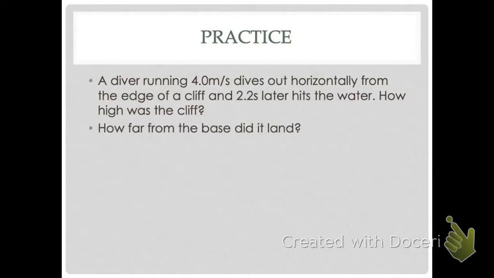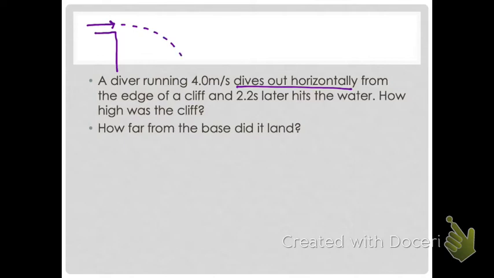Okay, so again, I'm going to encourage you to draw just a simple diagram with this motion. Here's my cliff. My diver's running horizontally and he dives out horizontally. That is a clue for us that it is a rolling projectile, okay? That my velocity that's given is my initial horizontal velocity.